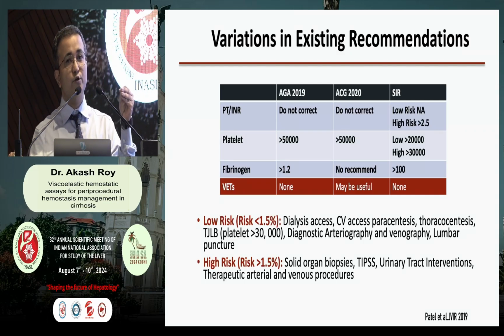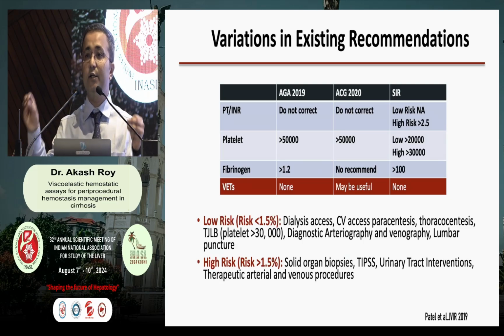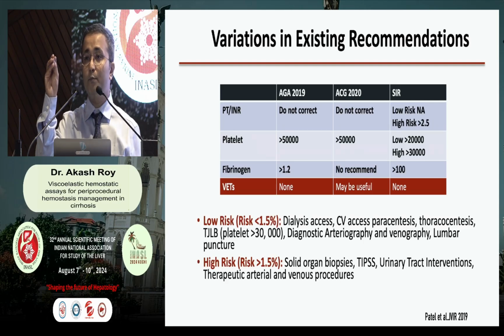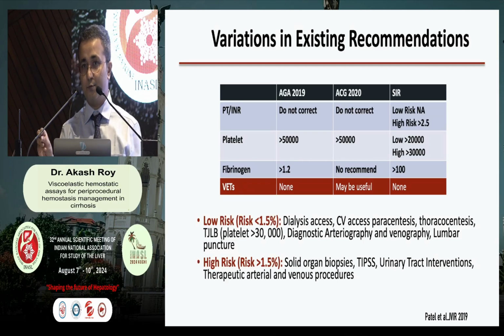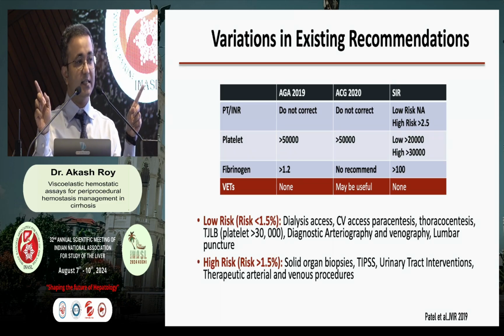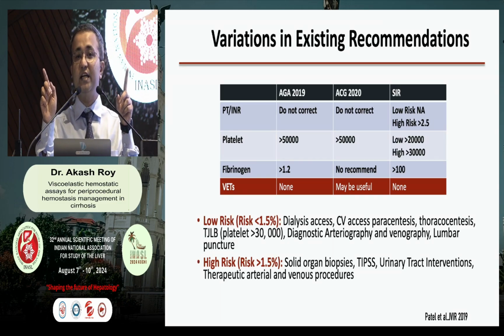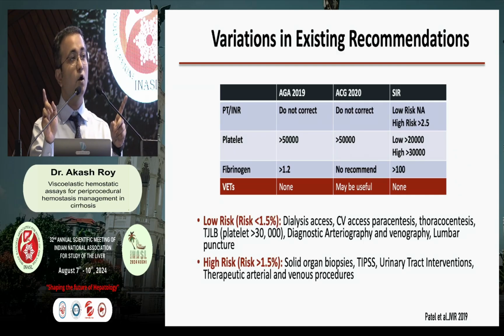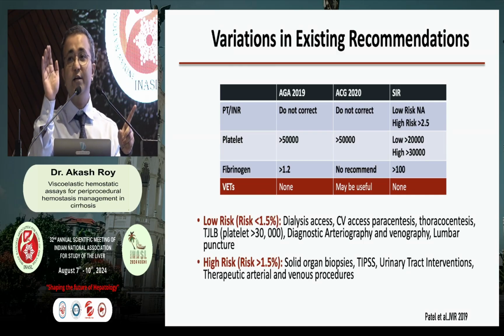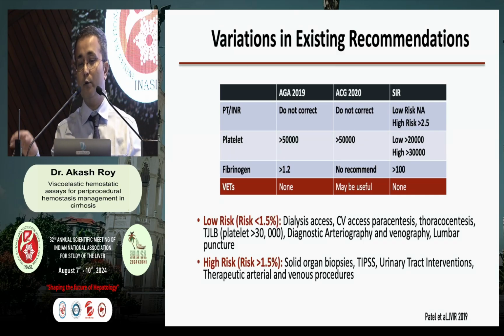The Society of Interventional Radiology guideline is the only one which divides that you also have to assess the procedure risk, whether it's a low risk procedure or a high risk procedure. What is a low risk procedure? Where, based upon expert consensus, your rate of bleed is less than 1.5%. And it's a high risk procedure if its rate of bleed is more than 1.5%. So you need to divide whether it's a high risk or a low risk procedure.